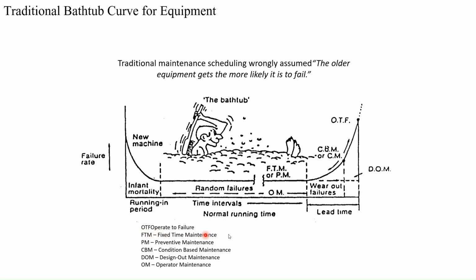1. Infant mortality phase. Characteristics: high initial failure rate, due to design flaws, manufacturing defects, improper installation, or early operational stresses. Failures tend to decline over time as defective units are identified and removed.